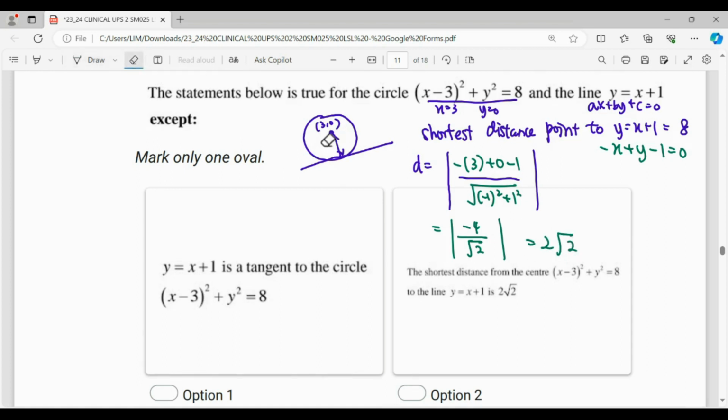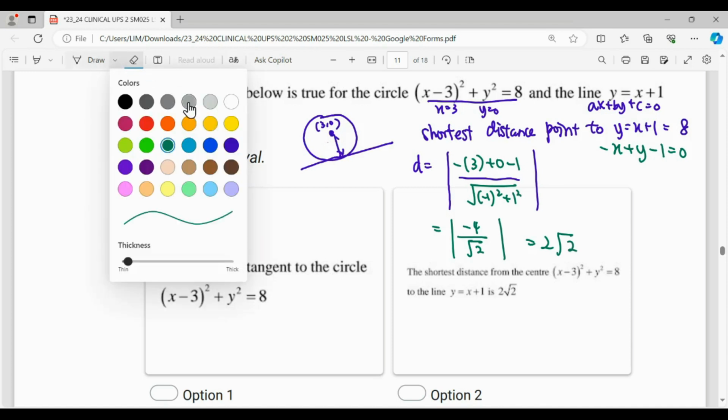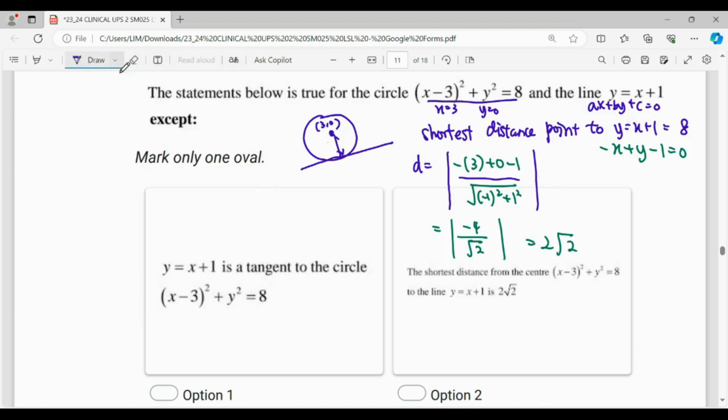So we have a mistake here. Our radius squared here is 8. So r should be square root of 8, which is 2 root 2. So the distance is also 2 root 2. So the line is a tangent. The shortest distance from the circle to the line is also 2 root 2.